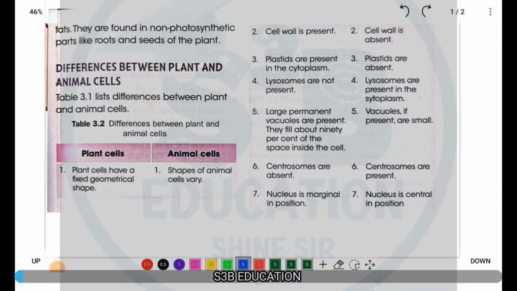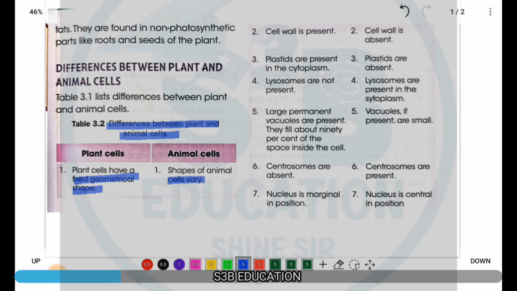Good morning, children. In this video, we will see the differences between plant and animal cells. Plant cells have a fixed geometrical shape. On the other hand, in animal cells, the shapes are not fixed. That means the cells vary in size and shape.